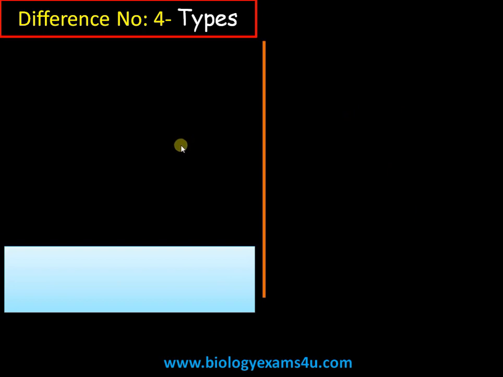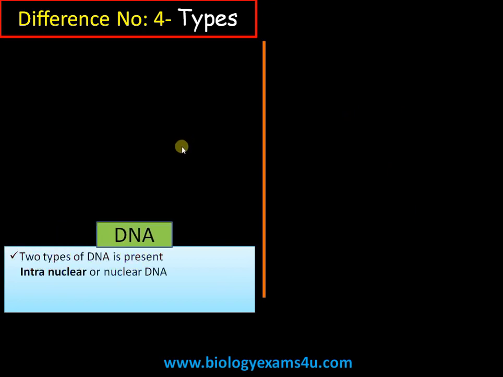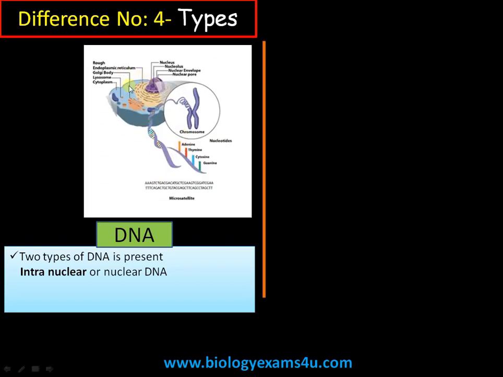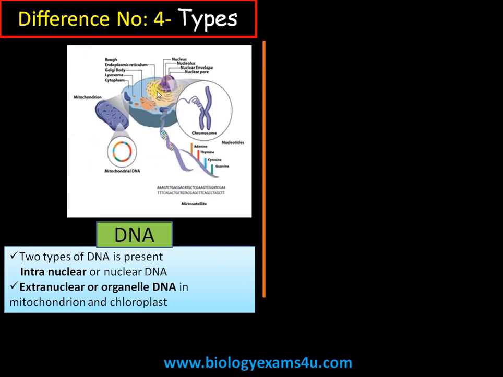Difference number 4, that is regarding the types. There are two types of DNA. First one is intranuclear or nuclear DNA. And this is the DNA that stores genetic information and that will be transferred to the next generation. Whereas extranuclear or organellar DNA is the DNA that is present in semi-autonomous organelles like mitochondrion in eukaryotic cells and also chloroplast in plant cells.